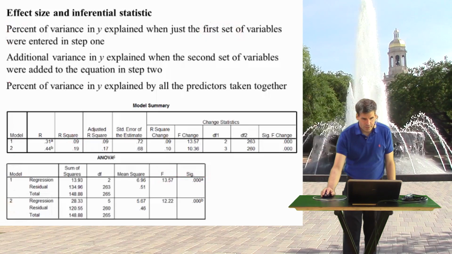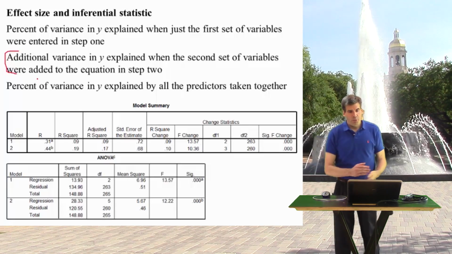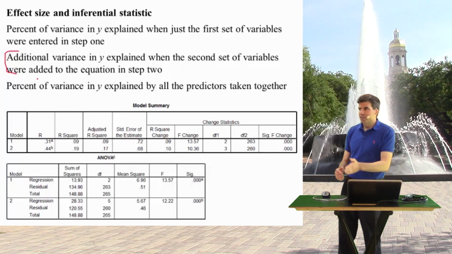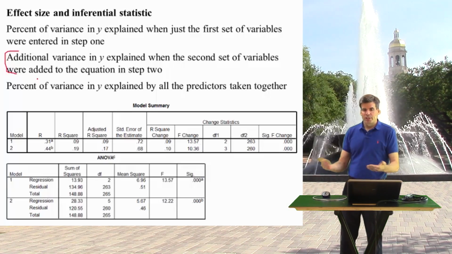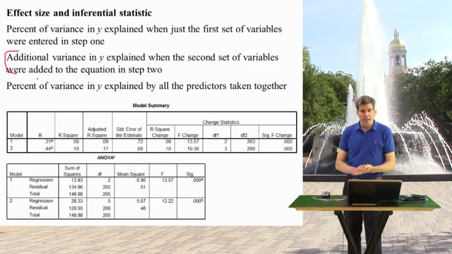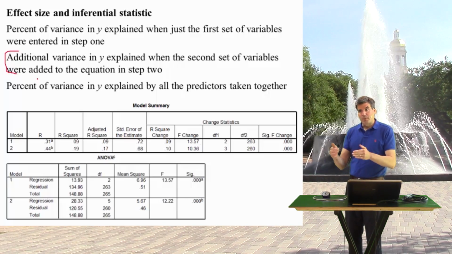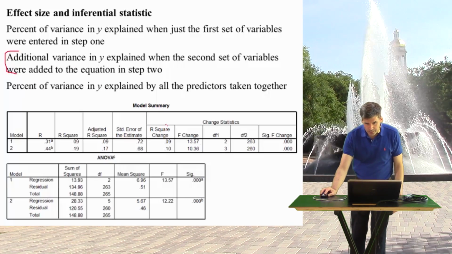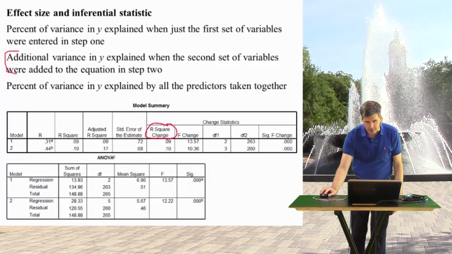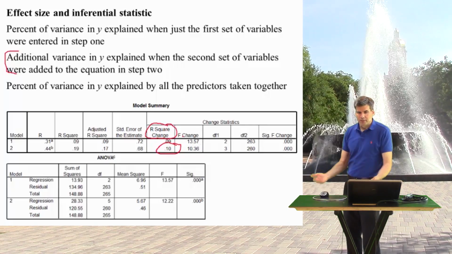Okay, let's look at the next question on this page. Additional variance. What is the additional variance in y that was explained when the second set of variables were added to the equation in step 2? So this is looking at how much additional variance was explained. That's looking at the r squared change. So the name of our effect size here, and this is an r squared, but I want to be clear, it's the delta r squared, or r squared change. So r squared change, or delta r squared, is our effect size, and our value was 0.10, or 10%.